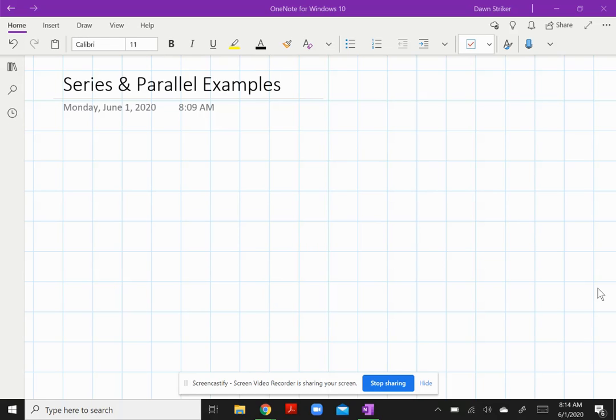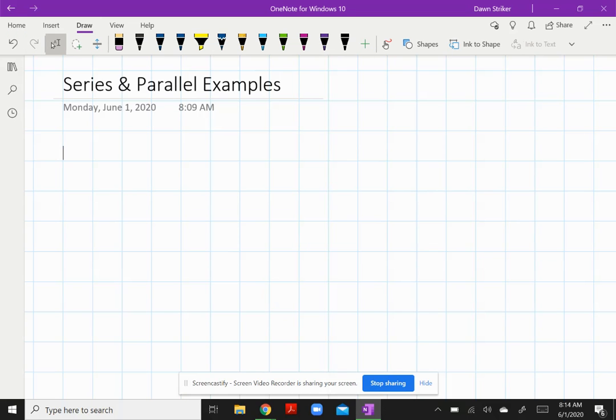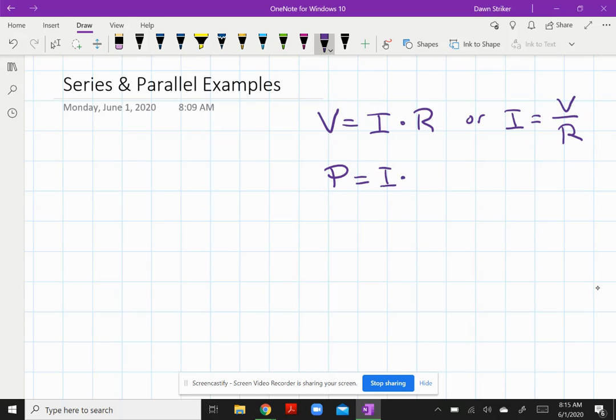So I'm going to be drawing some circuits and trying to solve them using Ohm's law. So let's remember what Ohm's law is. Ohm's law says V is equal to I times R, or another way to write it is I is equal to V divided by R. We also have a power equation. Power is equal to current times voltage. So those are the three formulas that we're going to be using as we solve our circuits. And let's start with series circuits.